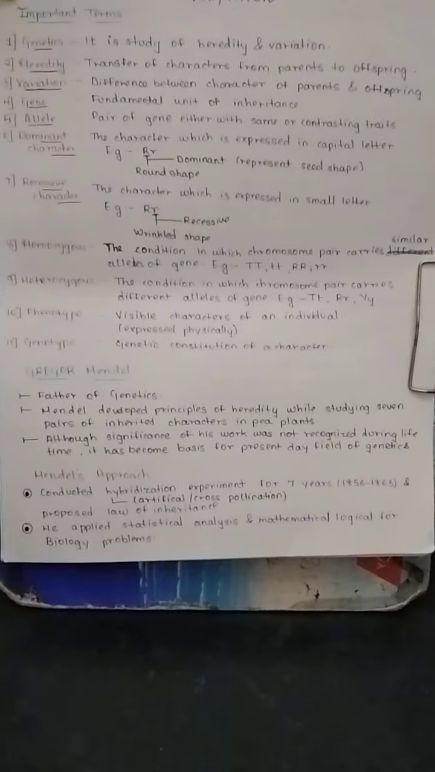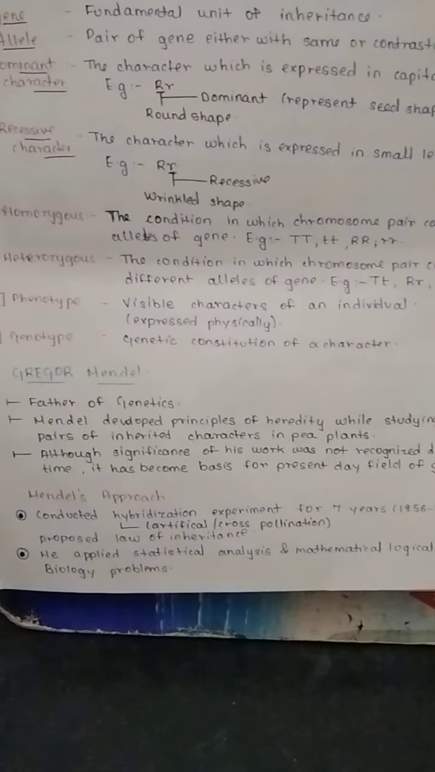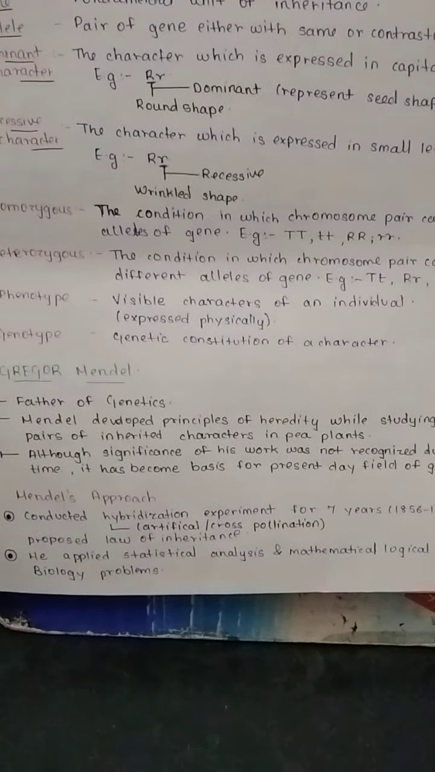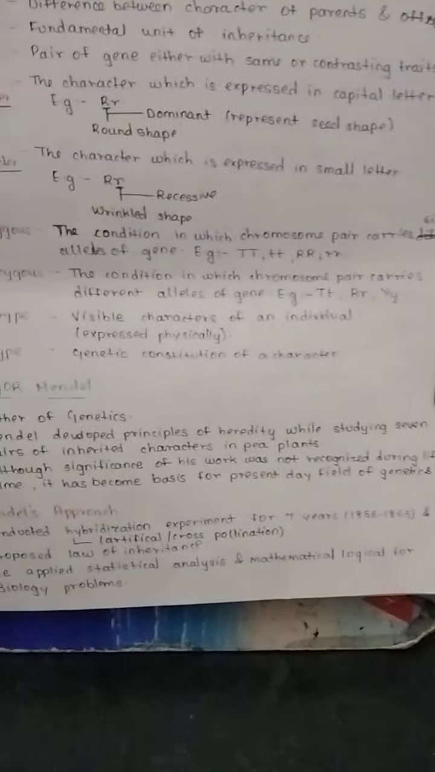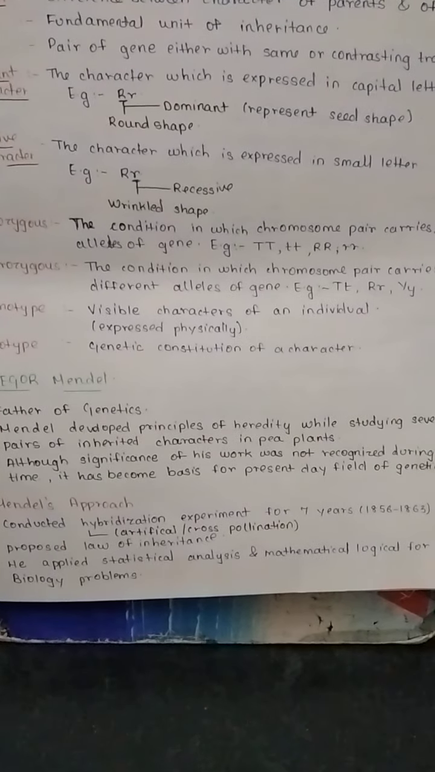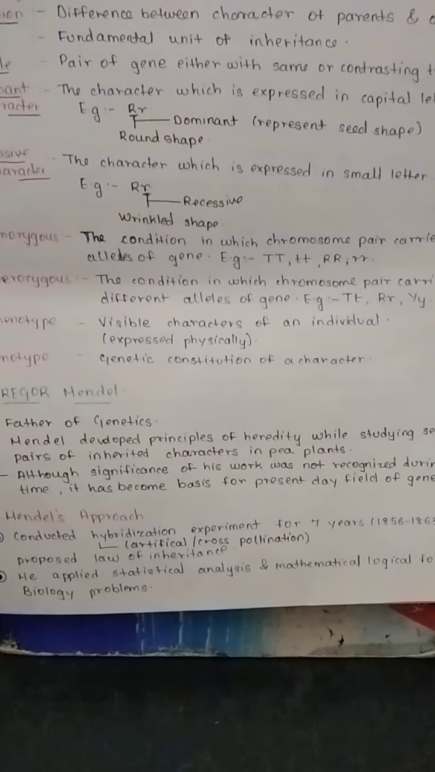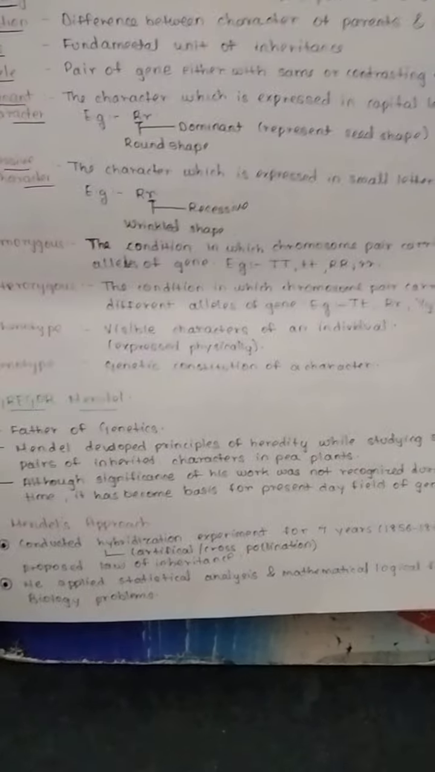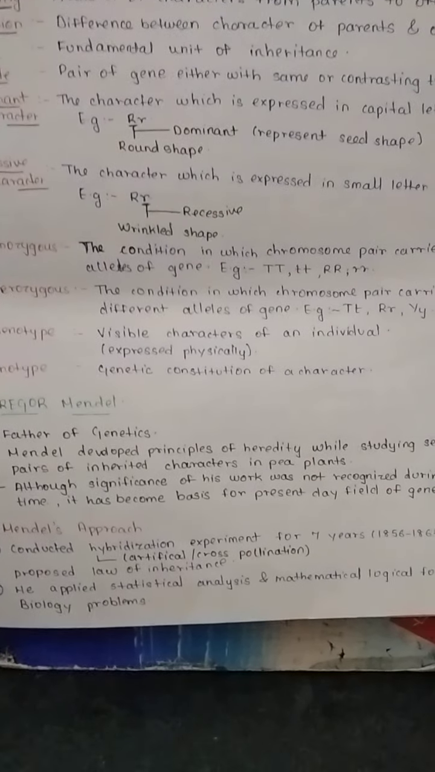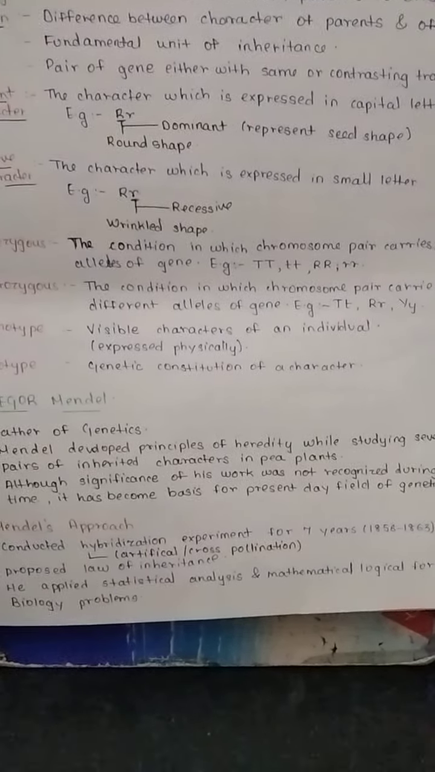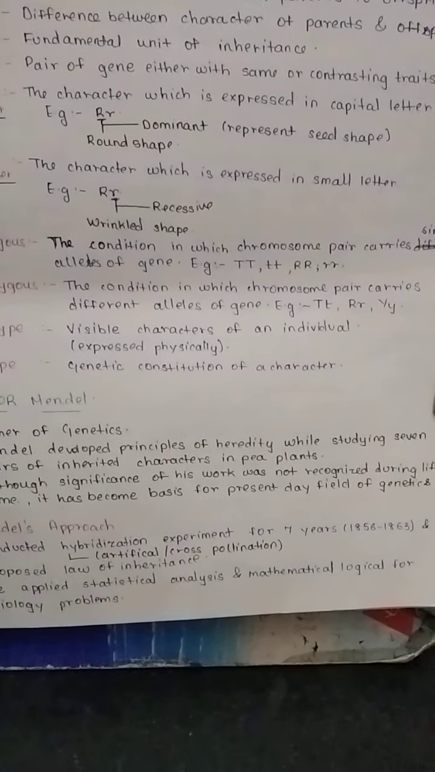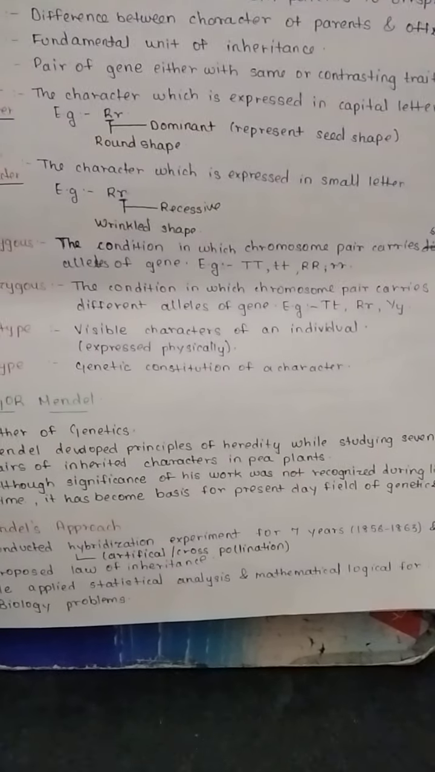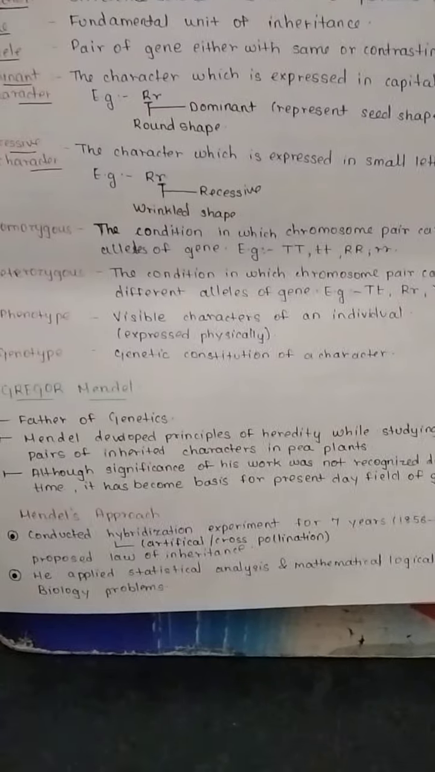Now let's come to the next topic. It is Gregor Mendel. Gregor Mendel is known as the father of genetics. Mendel developed principles of heredity while studying 7 pairs of inherited characters in pea plant. Means Mendel used pea plants to prove his law of inheritance. While studying this, he studied 7 pairs of inherited characters in pea plants.